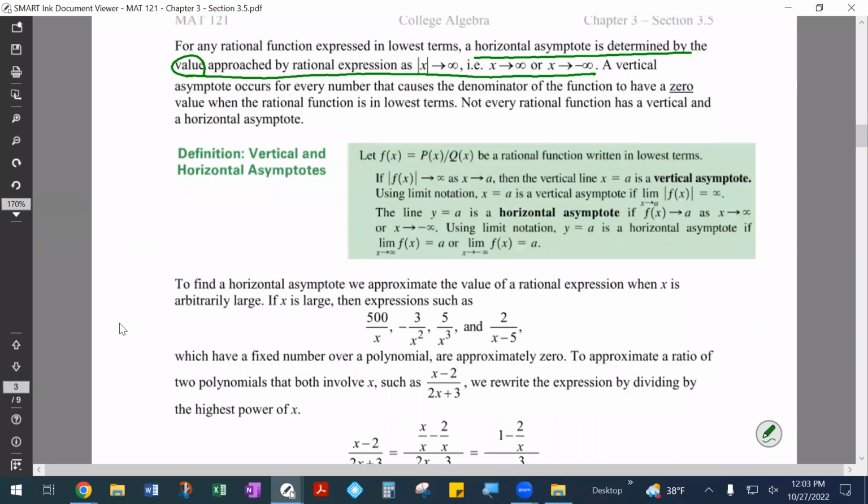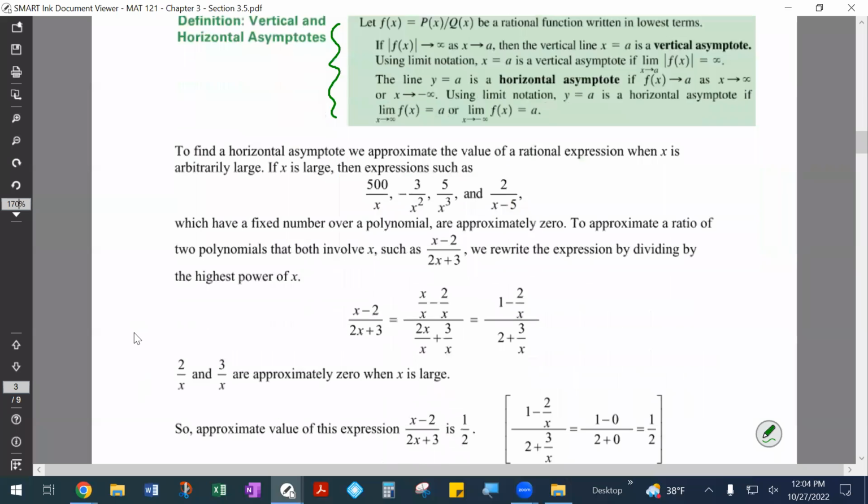So you've got your definition over here, but let's talk about how to actually use this idea to find the horizontal asymptote. We're going to look at expressions like these. You can see all of these examples have a constant number on the top: 500, -3, 5, or 2 on the numerator. But then you have something with x on the denominator, right? There's no x on the numerator, the x is only on the denominator. So you have integers on the numerator, x values on the denominator: 500 over x, -3 over x squared, 5 over x to the third, 2 over x minus 5.